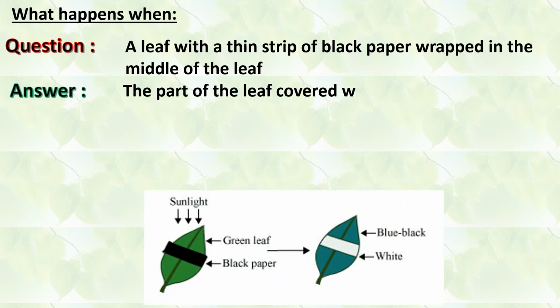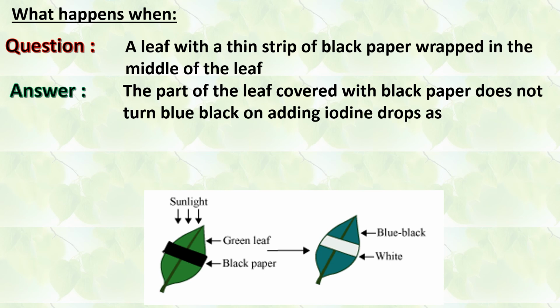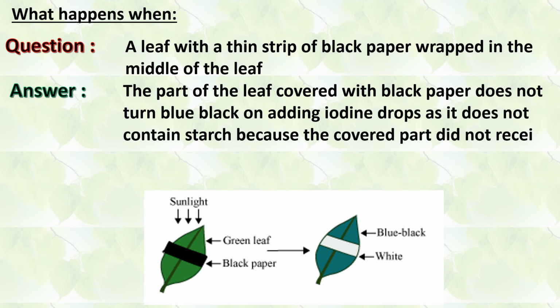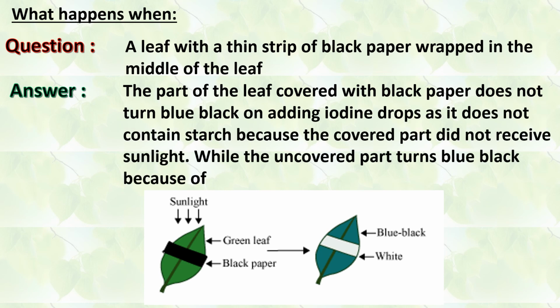Question: what happens when a leaf has a thin strip of black paper wrapped in the middle of the leaf? Answer: the part of the leaf covered with black paper does not turn blue-black on adding iodine drops as it does not contain starch because the covered part did not receive sunlight, while the uncovered part turns blue-black because of presence of starch.